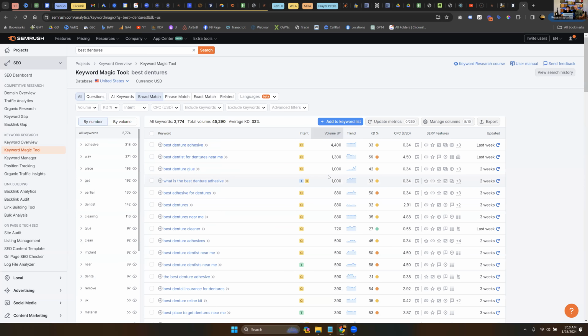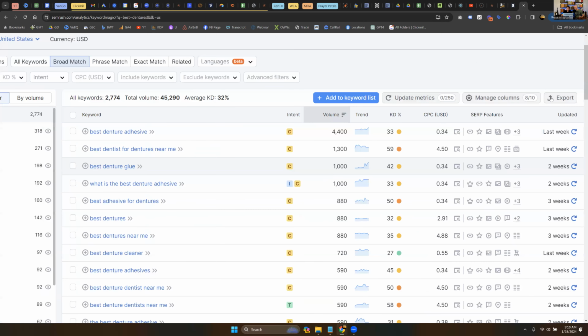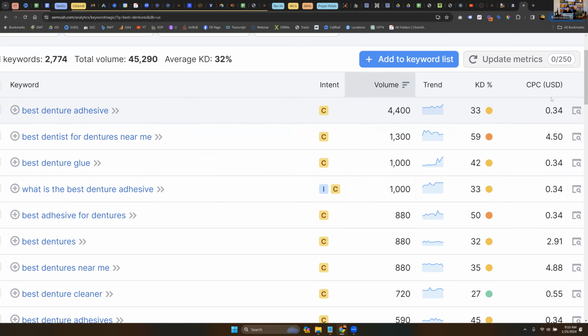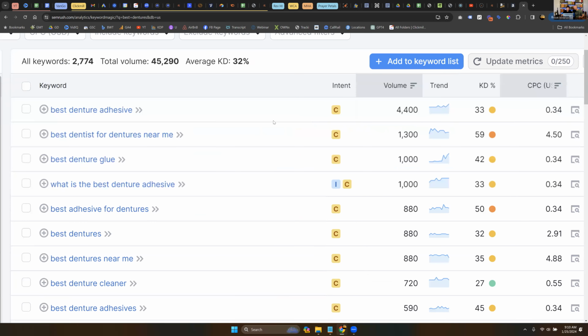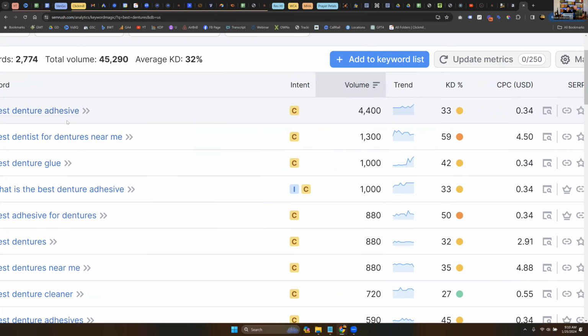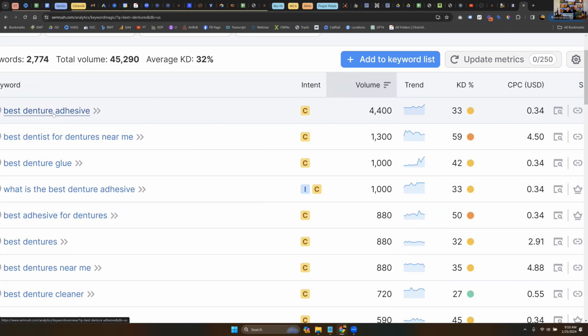I'm going to zoom in on the screen. Over here, if you're doing digital advertising, best denture adhesive. That might be where the actual money is, and we'll talk about that in a second. But over here, cost per click, 34 cents. Now that's low. The average cost per click in the US in 2022 is like $2 to $2.50-ish a click.